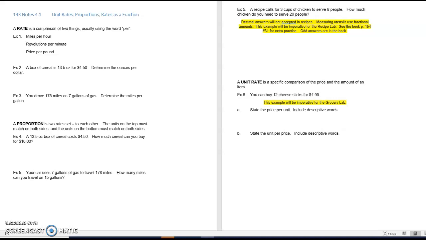These are the notes for section 4.1. You can find additional information in your textbook or on Hawks Learning. But we're going to start with a rate.